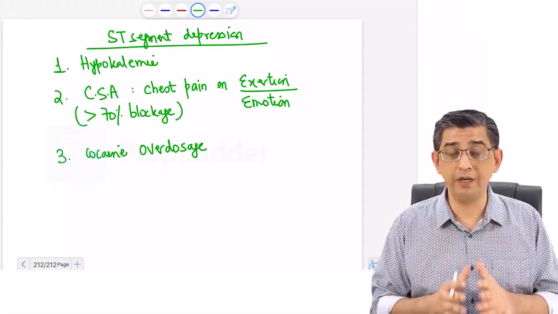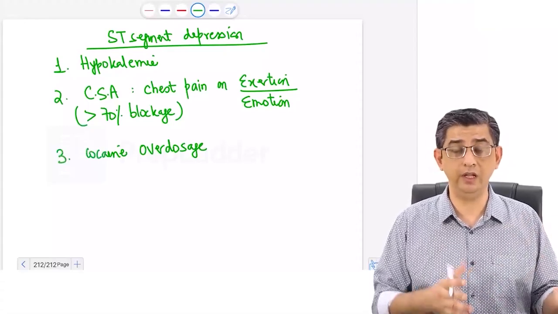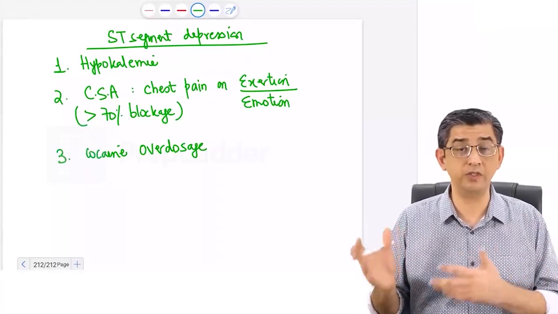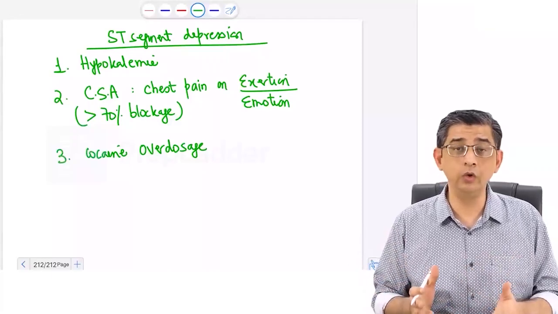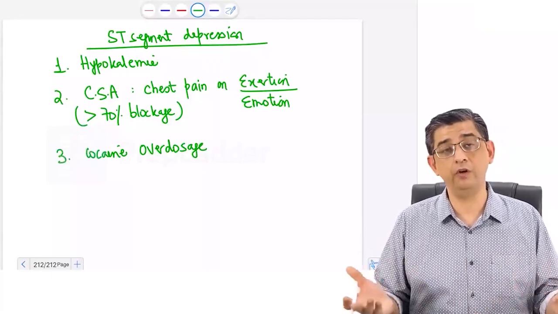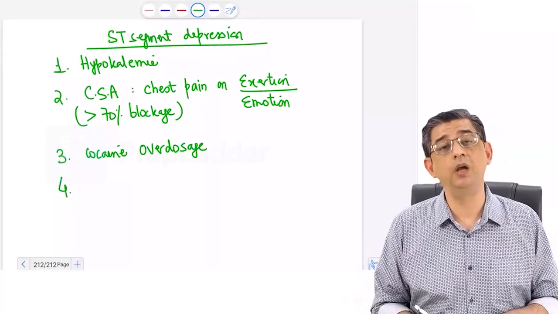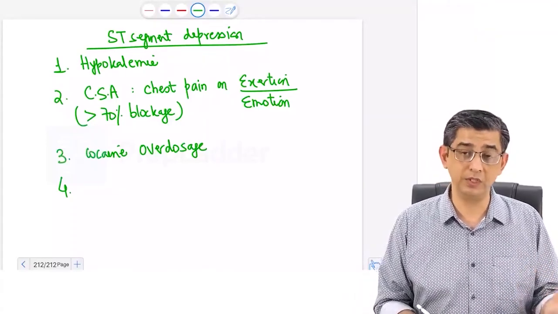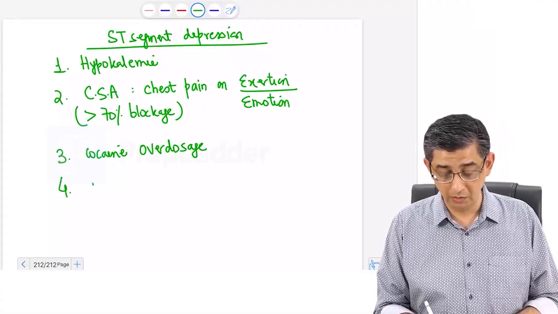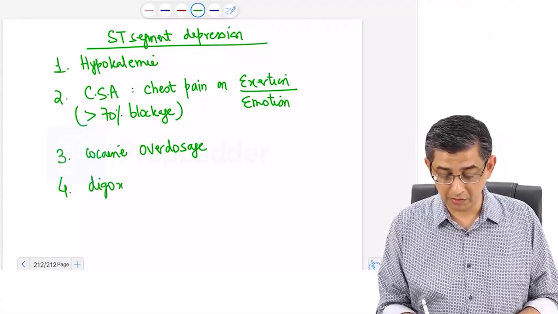So those rave party deaths that you read, that a 20-year-old guy, previously healthy, muscular chap, works out in a gym, and nobody knew that he was doing drugs. And this guy snorted cocaine. The cocaine overdosage can contribute to even a myocardial ischemia, and in minute, obviously lesser dosages, can cause ST segment depression. The fourth entry I want you to remember here is digoxin.